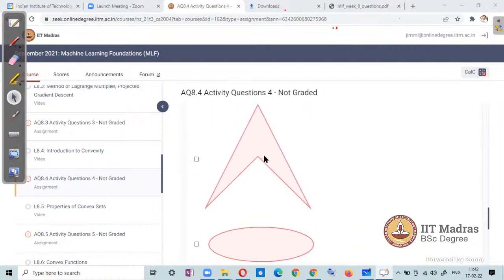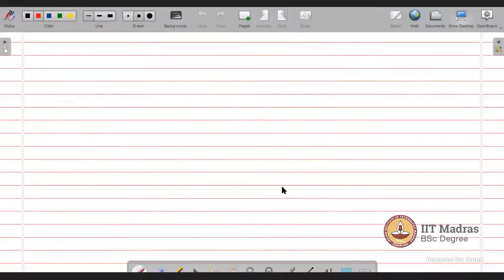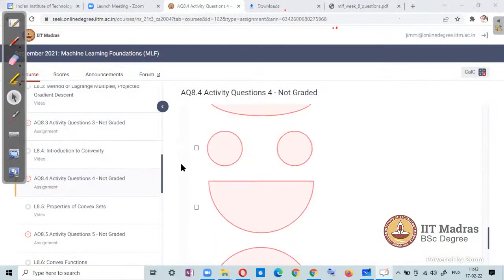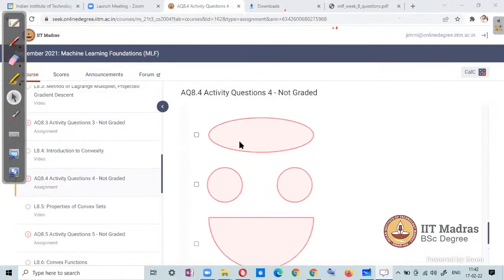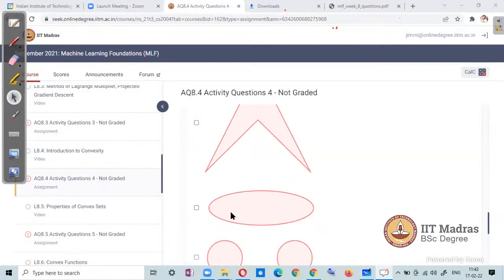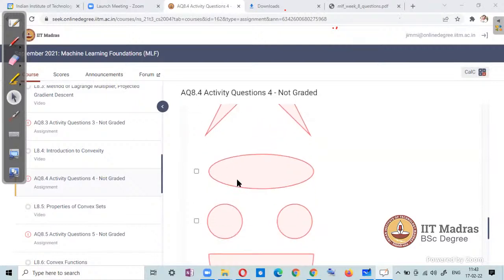But what about this one? No. Obviously, if we draw a line between these two points, it won't lie in this set. So that is also correct. What about the second one? This is the third one. Yes, that is also correct.